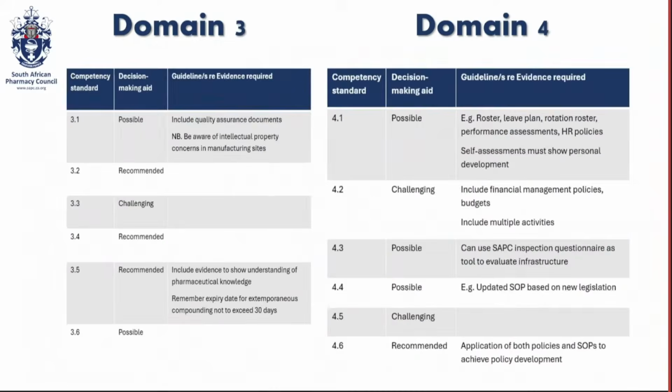Move on to the next slide. Again, here we're seeing domain 3 and domain 4, with decision making on whether it's possible or recommended, and guidelines which you can then go through by yourself if the intern does choose that particular domain and competency standard. We can move over to the next one.